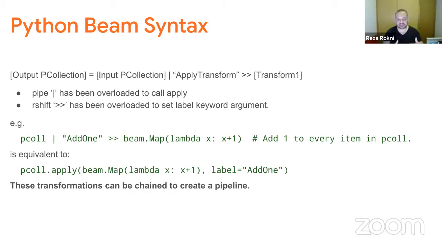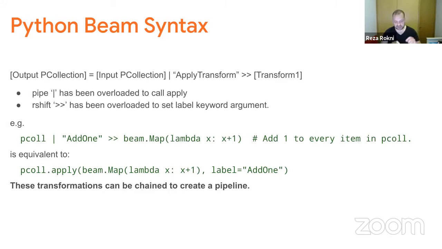Just to get a bit familiar with the syntax. The pipe operator has been overloaded to call the method apply, and the right shift operator has been overloaded to set a label. So if we look at that first example there, the PCollection: PCollection pipe, so taking that PCollection and applying the transformation on the right-hand side. That transformation we've called add one, so that's the label we've applied to it, and the transformation itself is pretty straightforward. It's a lambda function that's just adding one to every element.